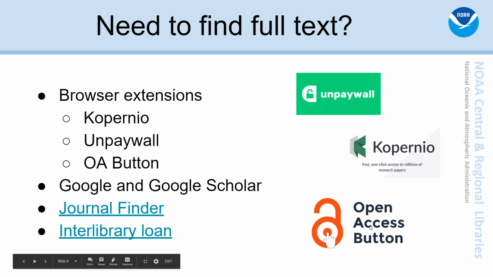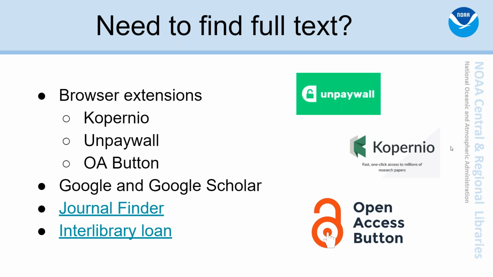And then the library also has 2 tools for you to find full text basically. So our journal finder is a list of all the journals that we subscribe to. So if you're searching in ScienceDirect and you think we have access to this journal, but you're not getting access to it, you can go to our journal finder, search for the journal title, and it will tell you whether or not we have access. If we do have access, it'll tell you from what years and in what platform.